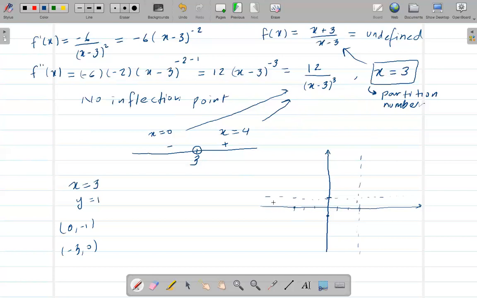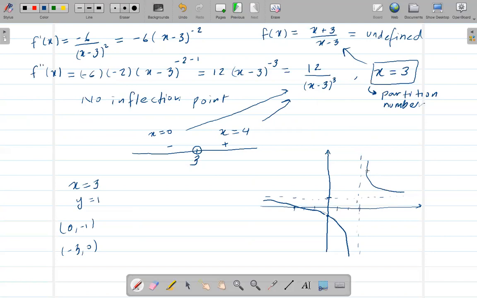So our graph would look something like this. As we said, this is a horizontal asymptote, so there will be a line approaching towards that. This is not a perfect graph, right? But it will look something like this. There should be a curve. And similarly here, since we have this graph here, it should be something like that here as well.